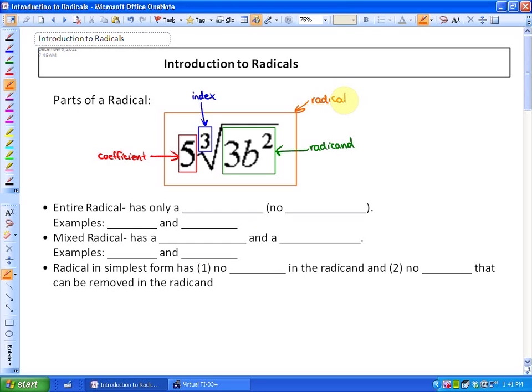A couple more definitions. An entire radical has only a radicand, or in other words, there will be absolutely no coefficient. So examples of entire radicals would be something like the square root of 2n, or the cubed root of 4x, anything like that, or just the cubed root of 4.